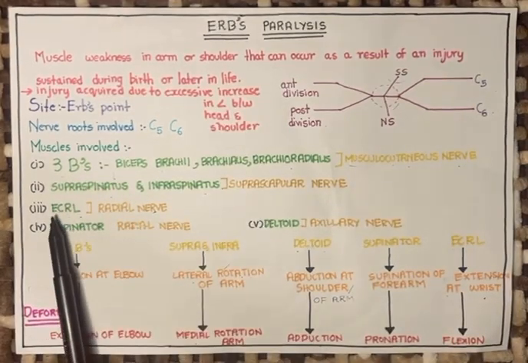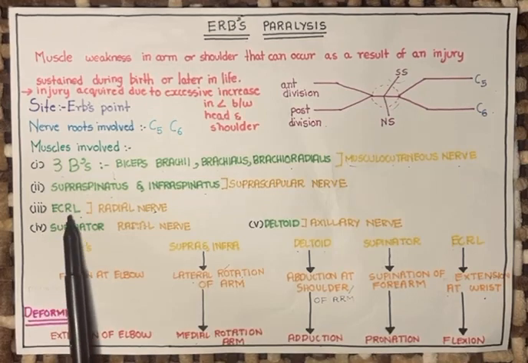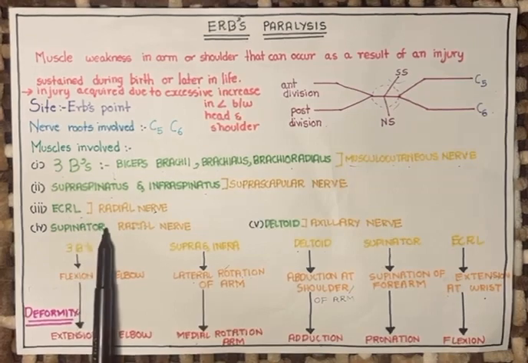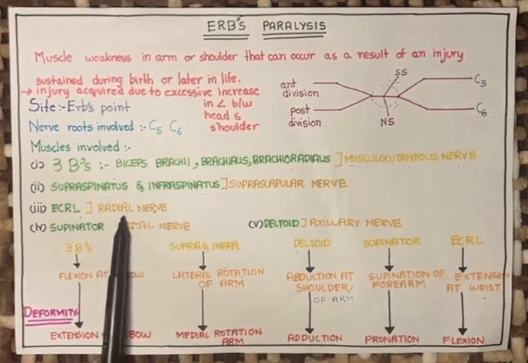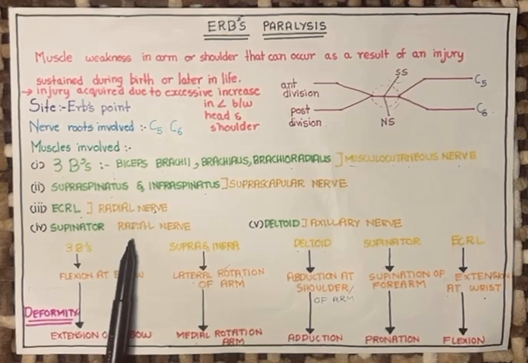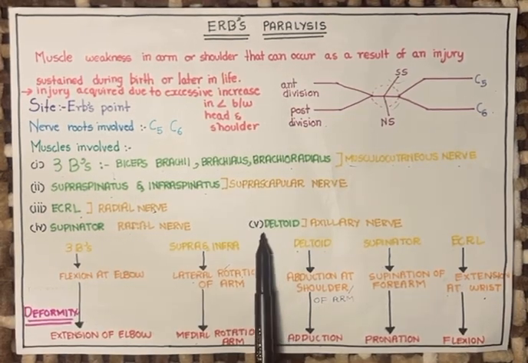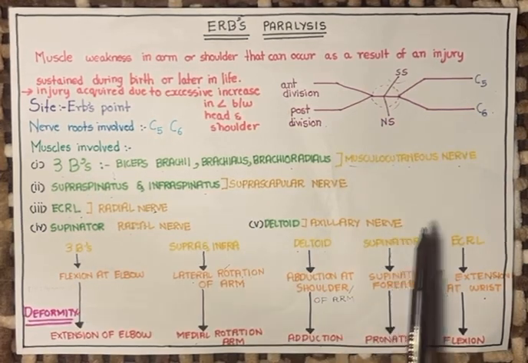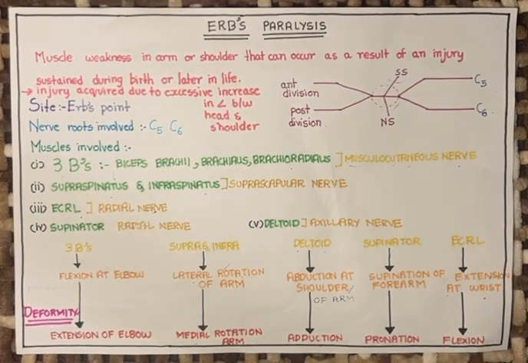Next, we have the supinator muscle and the ECRL, which is the extensor carpi radialis longus. Both of these muscles get involved due to the involvement of the radial nerve, which is a branch of the posterior cord. Apart from these muscles, we also have the deltoid muscle, which gets paralyzed due to the involvement of the axillary nerve, which is a branch of the posterior cord. Hence, in total, we have 8 muscles, them being the 3 Bs, biceps brachii, brachialis, brachioradialis. Then we have the supraspinatus and infraspinatus. Then extensor carpi radialis longus, supinator, and the deltoid.